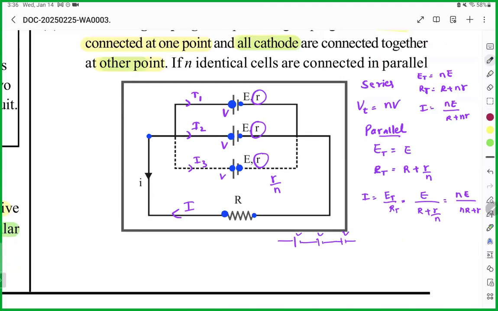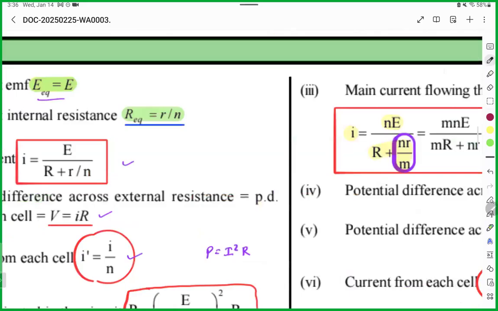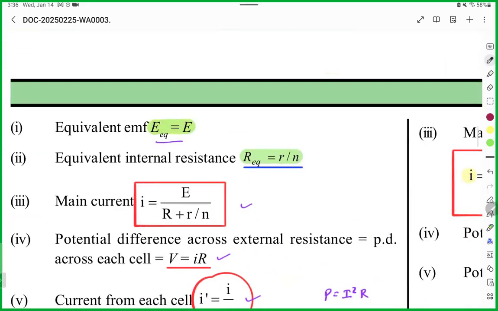Overall, your EMF in parallel will be the same, because you know in parallel combination potential is the same. Correct? In parallel combination, potential is the same. Now what happened to the resistance?